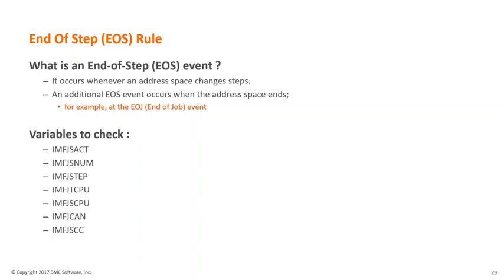AutoOperator also supports end-of-step rules, and an end-of-step rule is whenever an address space changes steps, it captures some information. And we do propagate or populate a few different variables. I'm not going to go through all of these, but they are documented in the AutoOperator documentation.